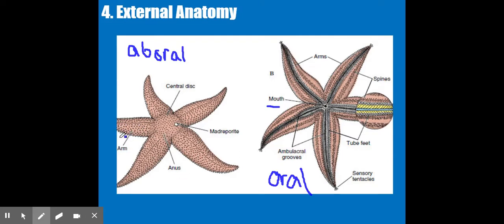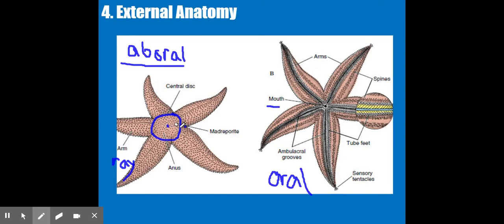So we call these arms, or another name for them is ray, like ray of sunshine. Ray or arm. And in the dead center, they're going to have the anus. So this one's a little off. It's going to line up with the mouth. So this would make it the aboral surface because the anus is on this side. Central disc is this center region here where the arms and rays are attached. This is where a lot of the important internal organs are going to be. There is stuff in the arms, but if this is damaged, they're really in trouble. So we call this the central disc.